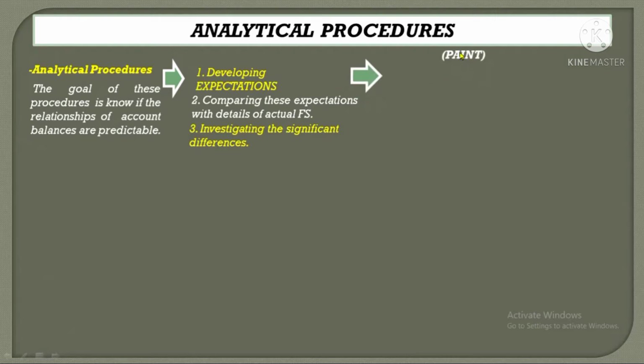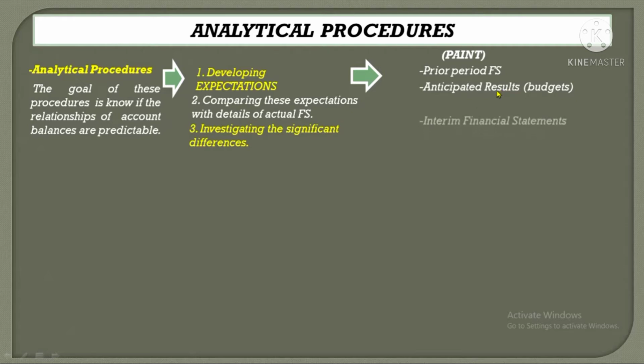Expectations can actually be derived from PAINT. P: it can be developed from prior period financial statements. Like for example, the current year is 2021. Then you can study FS from 2020, 2019, 2018, and backwards and develop your expectations from them. A is for anticipated results like budgets or estimated future financial statement amounts made by the company. It can also be a source of expectations.